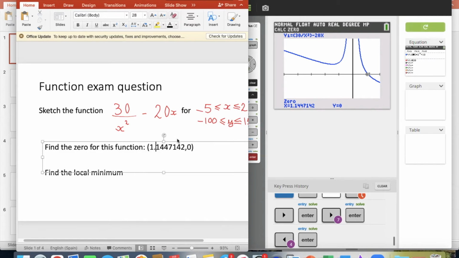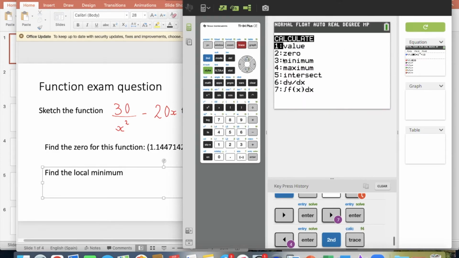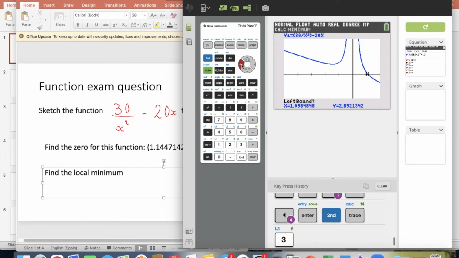Now we're going to find the local minimum. This is called the local minimum because it's not the absolute minimum, but it is a minimum. So we'll press second calc and then press number 3, I believe, for the minimum. Again, we're going to do the same thing. To the left of the minimum, so that's the smallest point. To the right of the smallest point. And then somewhere in the middle. The calculator will calculate exactly where it is.